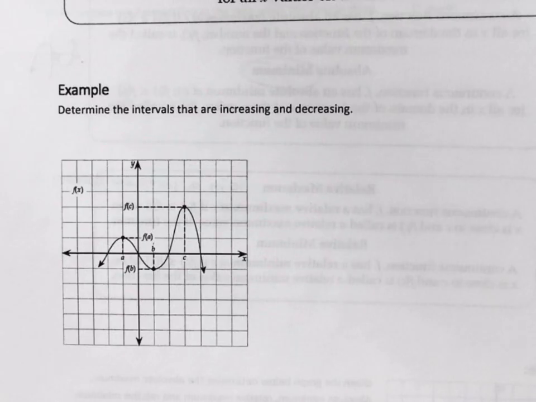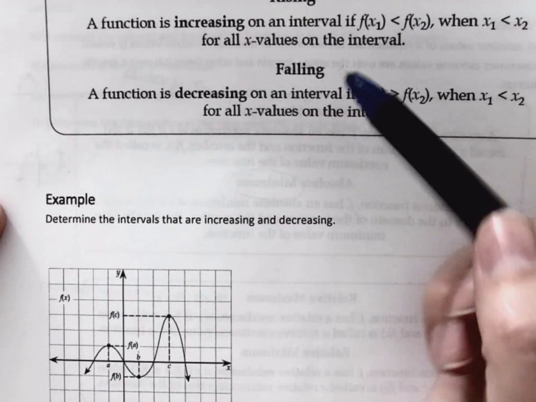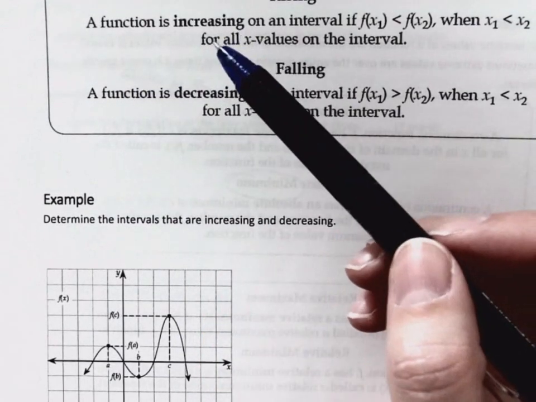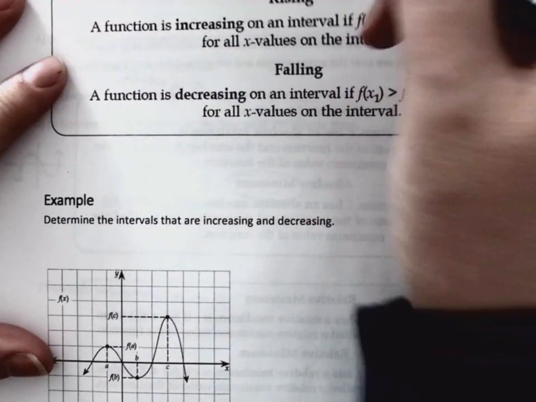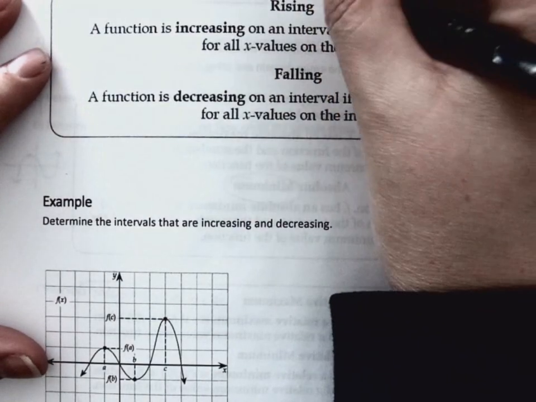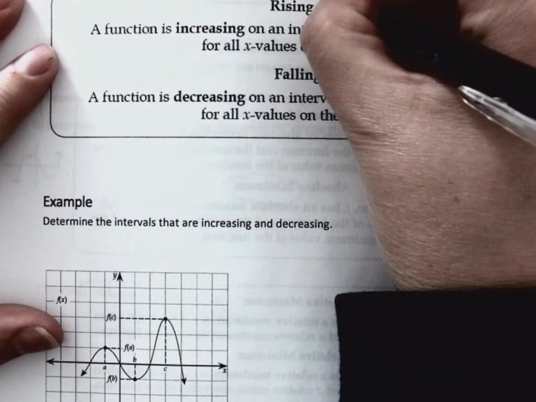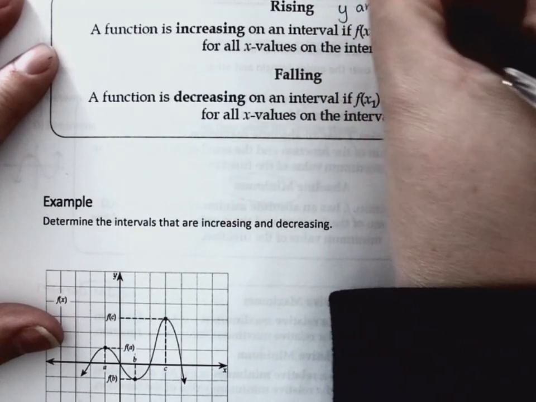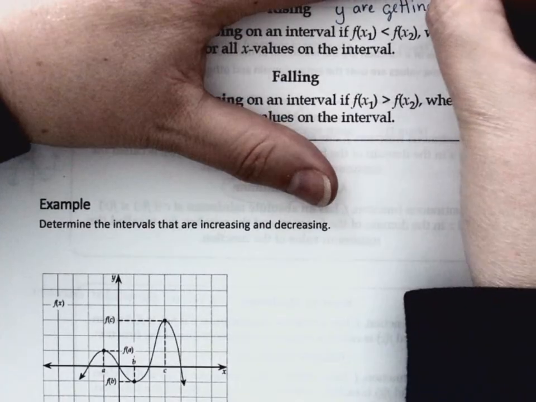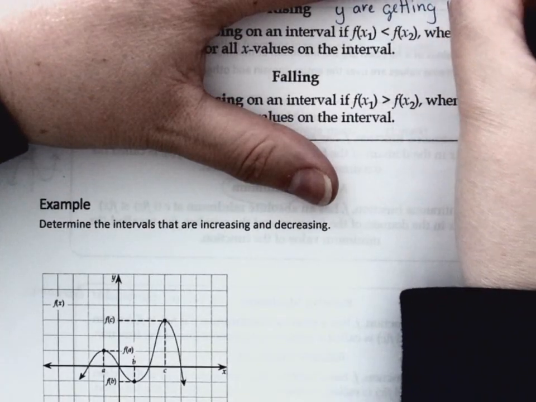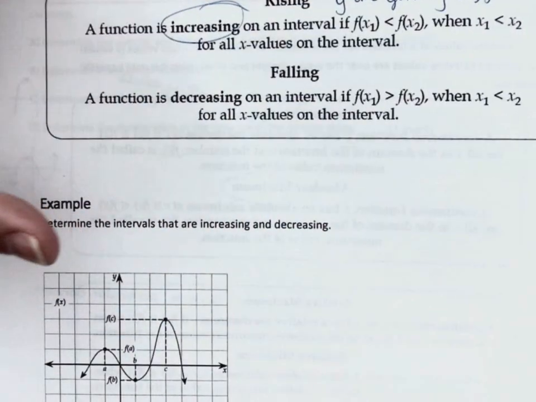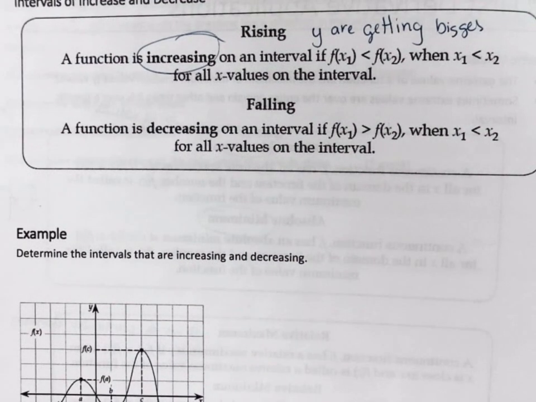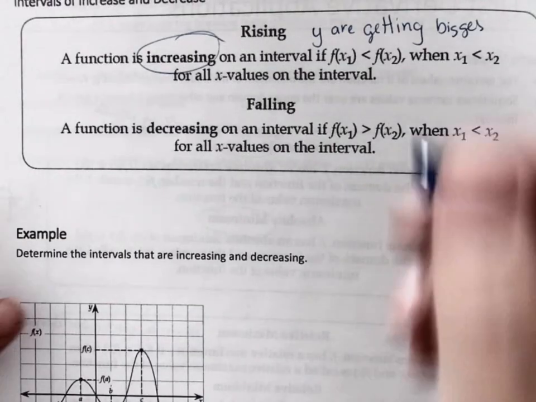So if we're looking at increasing and decreasing, we're looking at, as you travel through the domain, what's happening to the y's. Are they getting bigger or are they getting smaller? So you're looking at what's happening through a domain value, and y's are getting bigger, for increasing. We've talked about increasing and decreasing functions before, and now we're going to break it down on one graph. We're going to talk about intervals that increase and decrease.